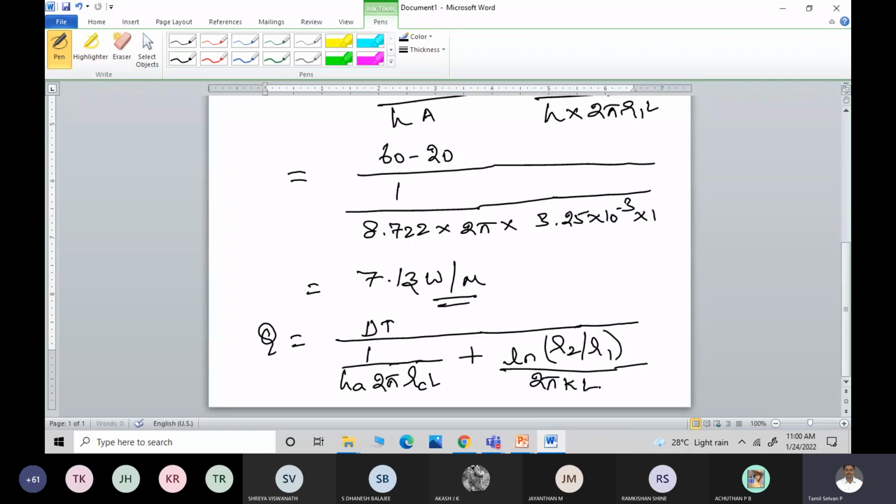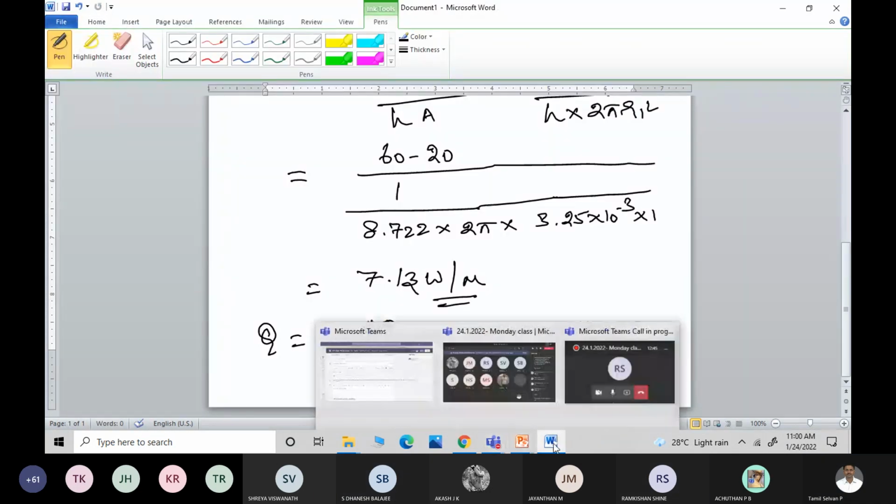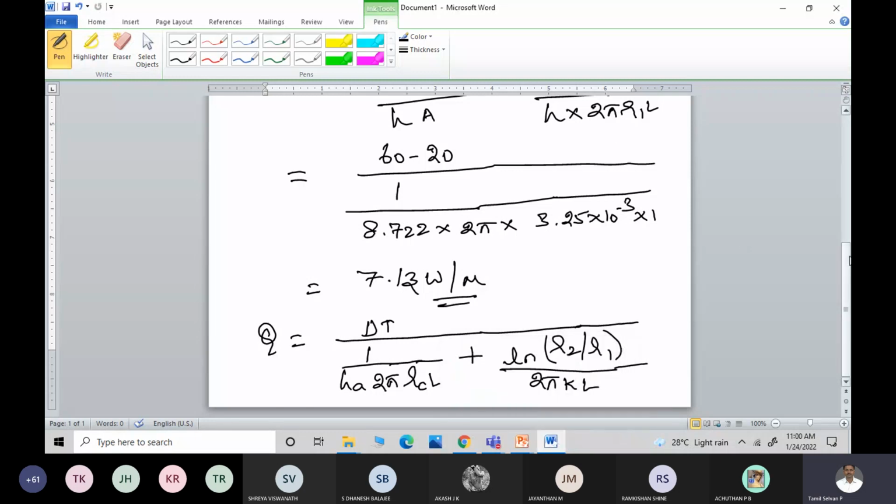Conductivity 2 pi KL. Is it correct? Yes, sir. Okay, now substitute it and get the result. Take down this: del T divided by 1 by hA into 2 pi RC into L. Now, here you should note in the second case, R2 equal to RC.